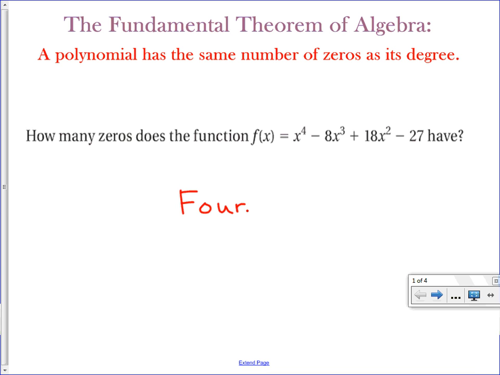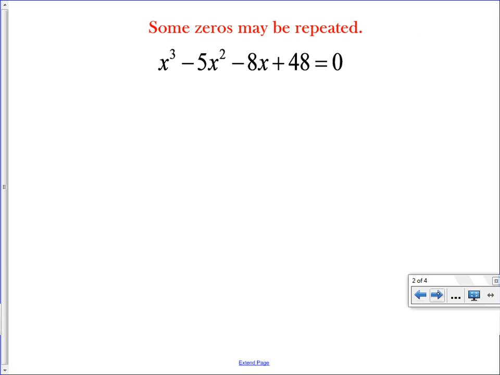It's just a test to see if you can recognize that the number of zeros will be the same as the degree. Now we're going to launch into actually exploring those zeros, some of their characteristics. So when you're finding zeros, some zeros may be repeated. So in this function, we're expecting to get 3 solutions, right? Because it says x to the third power, that's our degree. But 2 of them may be repeated, so let's see what happens.